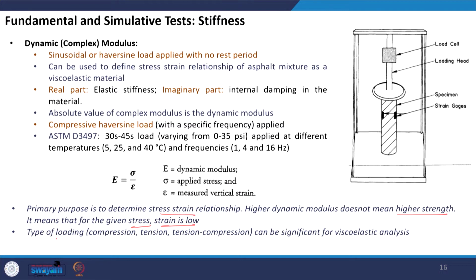Well, researchers have also tried different loading forms. For example, as I mentioned, typically a compressive Haversine load is done, but researchers have tried compression test, tension test as well as tension compression test. Okay. If you talk about only dynamic modulus for a given range of temperature, using all the tests you get the same value. If you are doing elastic analysis, then compression test is good enough, but if viscoelastic analysis has to be done in pavement design, then it is recommended that tension compression test should be used for measurement of dynamic modulus.